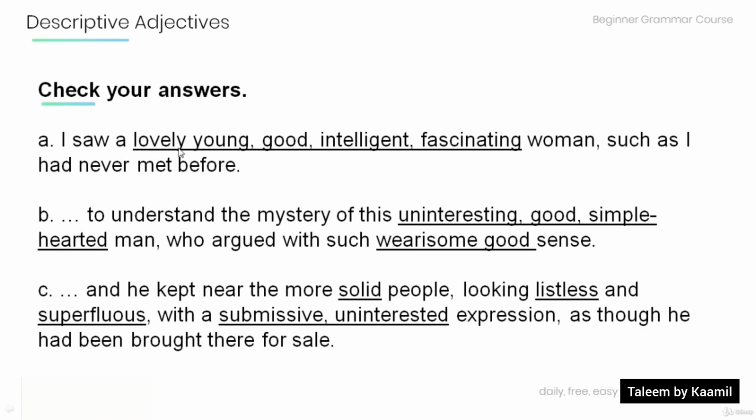I saw a lovely young, good, intelligent, fascinating woman such as I had never met before. To understand the mystery of this uninteresting, good, simple-hearted man who argued with such wearisome good sense. And he kept near the more solid people, looking listless and superfluous, with a submissive, uninterested expression, as though he had never been brought there for sale.